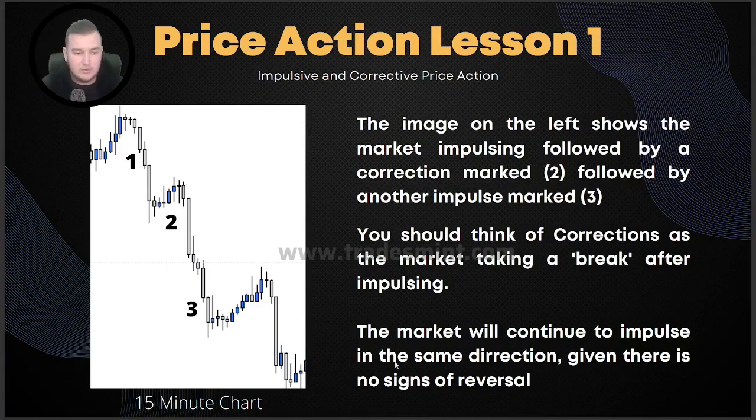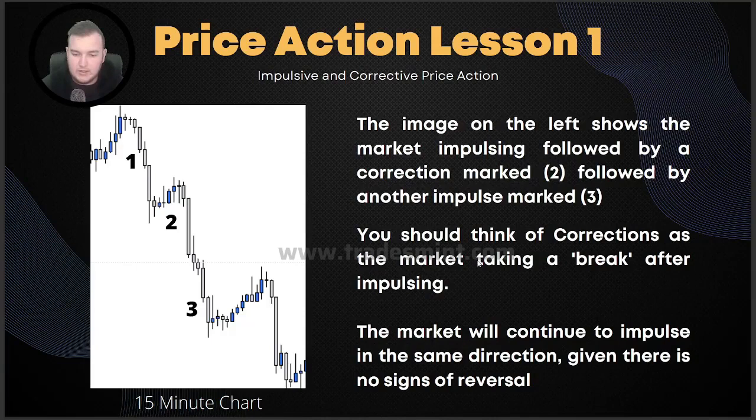So if you look at number 2 here, we could have an entry on the break of this correction, right? So there's an entry. And because we don't see a reversal, it's just the impulse or correction, there is no reason for us to close this trade early, okay? So that is the nice thing about impulse and corrections. They normally tend to happen for quite a while in the same direction, which is really good to trade, allowing us to catch a lot of pips really quickly over a short period of time, right?